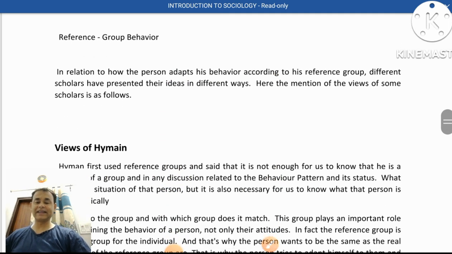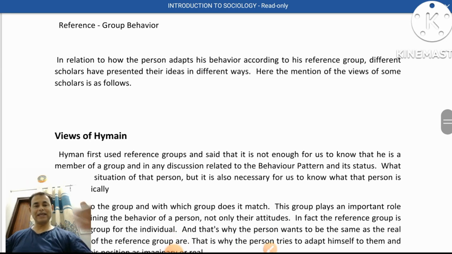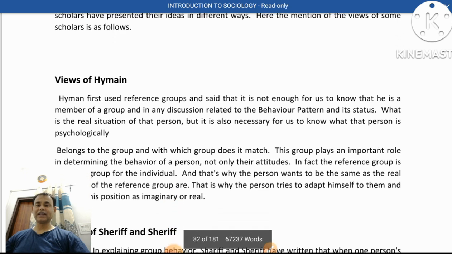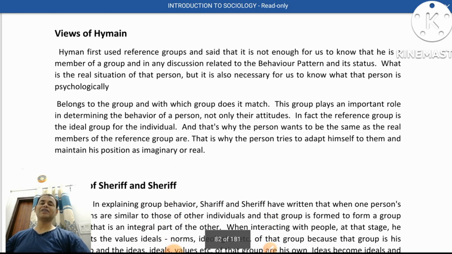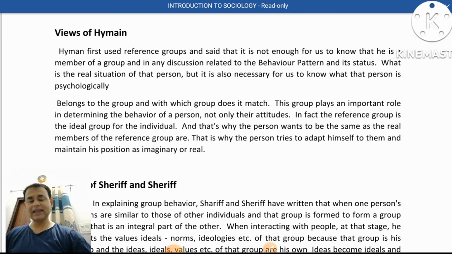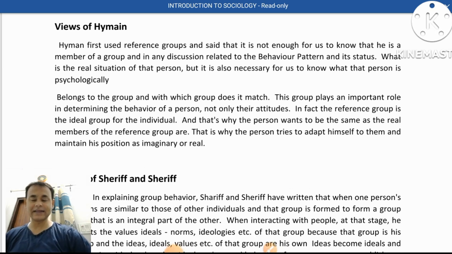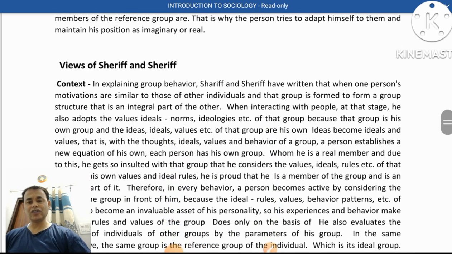Reference group behavior relates to how the person adapts his behavior according to his reference group. Different scholars have presented their ideas in different ways. Here we mention the views of some scholars. View of Hyman: Hyman first used reference group and said that it is not enough for us to know that he is a member of a group. Here you can understand easily, and you can write it after discussion: the behavior pattern and its status. What is the real situation of that person? But it is also necessary for us to know what that person is psychologically. Views of Sherif and Sherif.